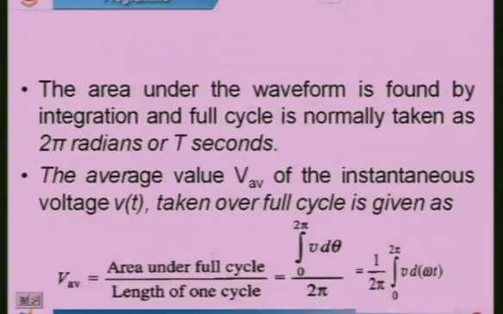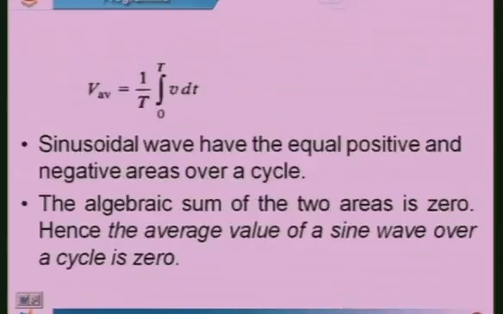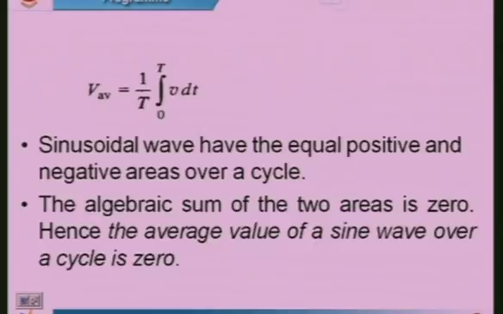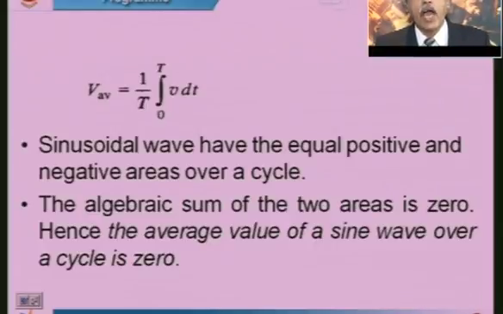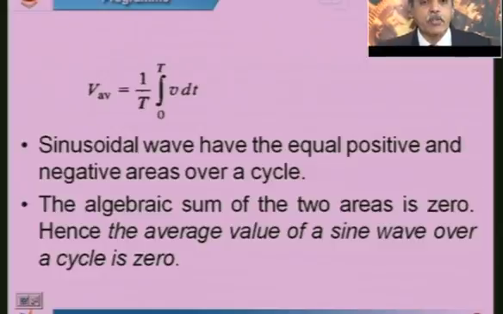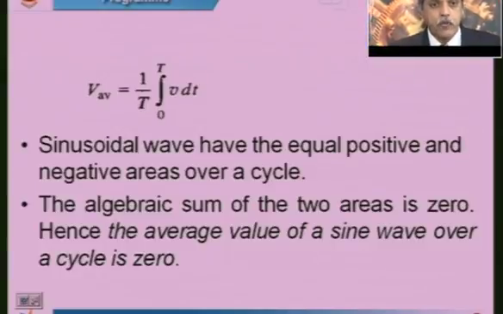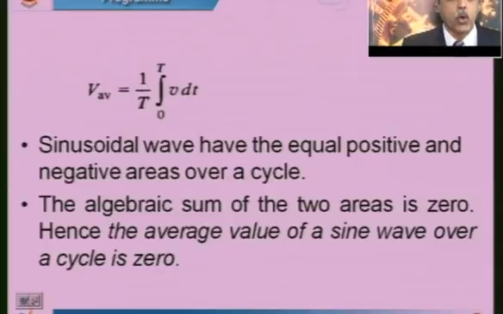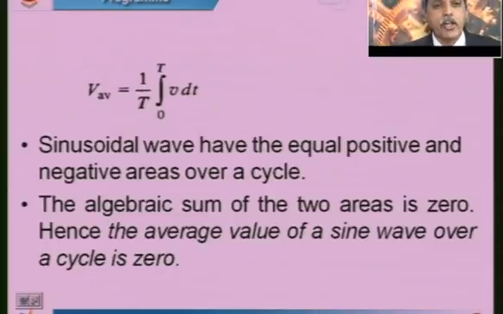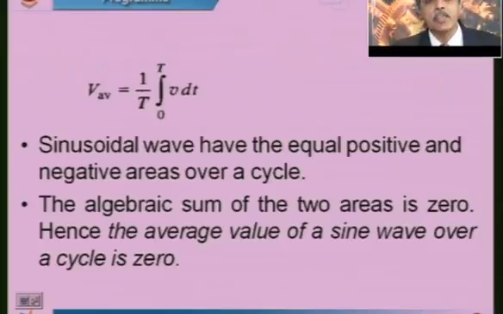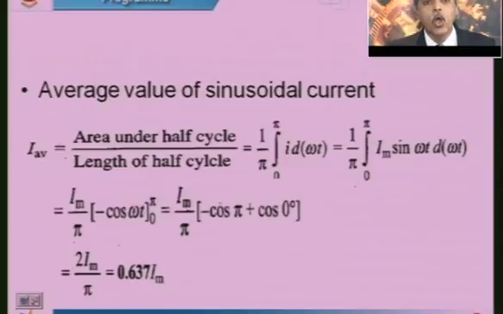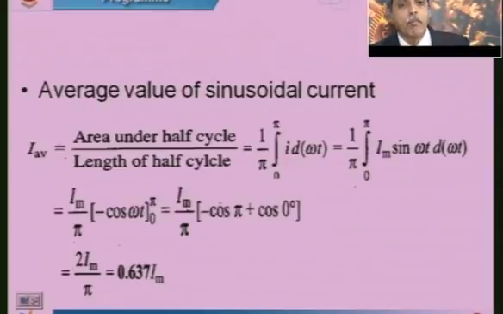So, here this slide tells you about the average value calculated over a full cycle. Now, if I complete this integration in the numerator, I will be getting a 0 value. That is because the sinusoidal wave has equal positive and equal negative areas over a cycle. Therefore, the algebraic sum of the two areas is 0, hence the average value calculated over a cycle for a sine wave is 0. Since this is not giving us any good information about the average value, we go for calculating the average value by computing the area under half a cycle.